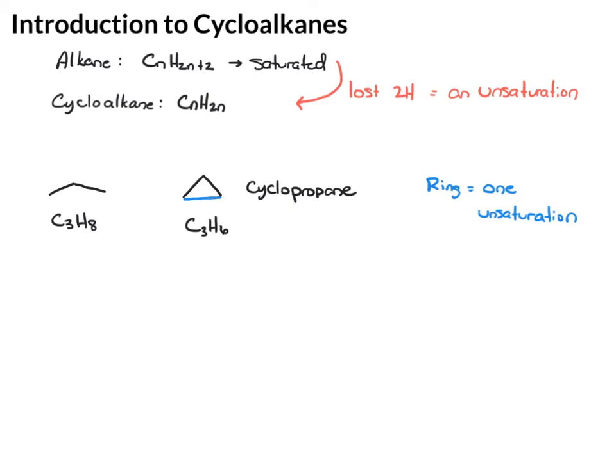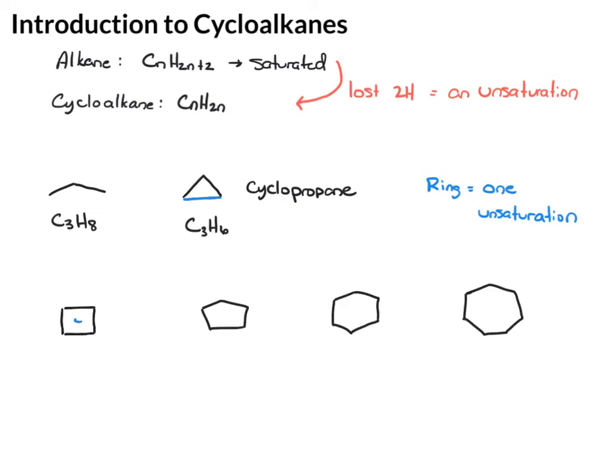If we had a structure where there's 2 rings, then we would have 2 unsaturations. And again, this is something just to keep in your mind for now. We'll build on this substantially a little bit later in the semester. All right, so we've looked at the 3-carbon ring. You obviously can't have a ring with just 2 carbons. 3 carbons is the smallest ring we can have. From there, you can have larger rings.